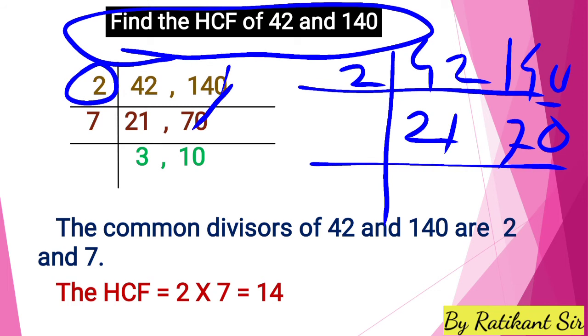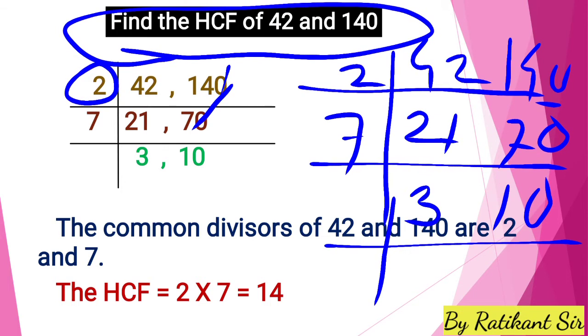Now you can see 21 and 70 is at the below side. Both the numbers are divisible by 7, so I have to write 7 here. 7 threes are 21, and 7 tens are 70. Now you can see 3 and 10 is at the bottom, and both the numbers are not in any table. It means those are not perfectly divisible by any number.